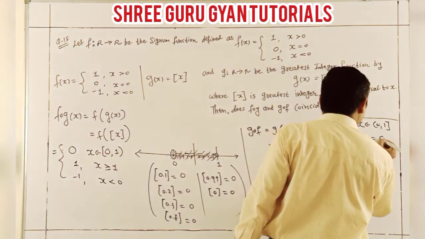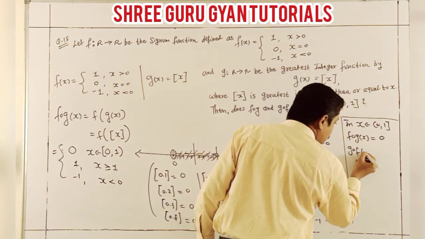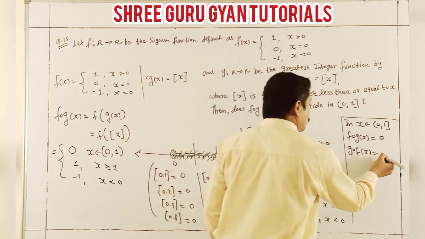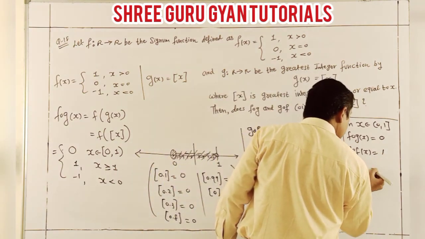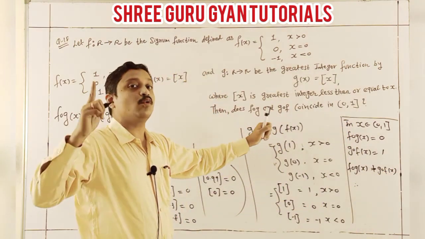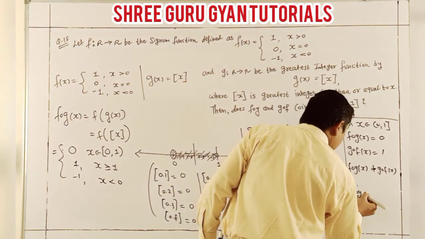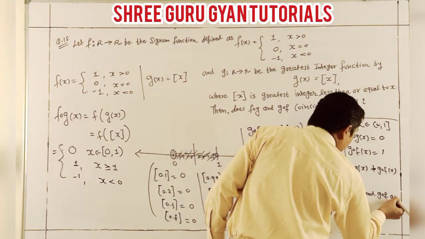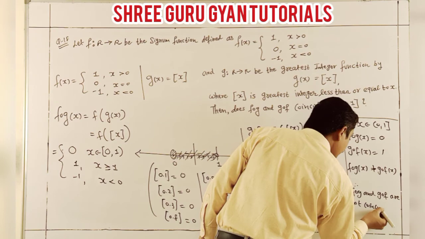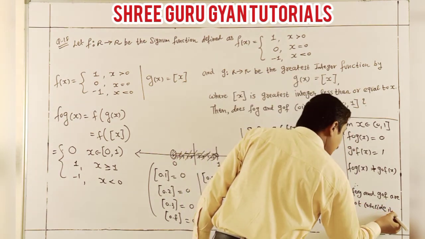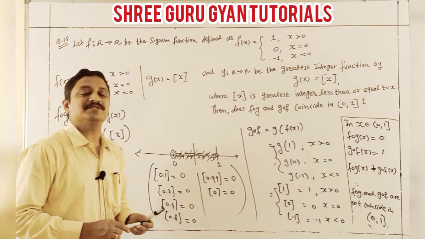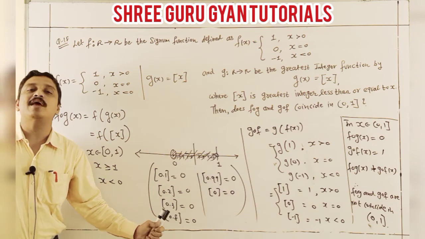And here, what is GOFX? 0 to 1 means more than 0 units, so this answer is 1. So it is not the same. That is why we write that these two are not coincident. Therefore, FOG and GOF do not coincide in value for 0 to 1 with a closed bracket. Here students, coincide is nothing but checking whether the two are the same or not.